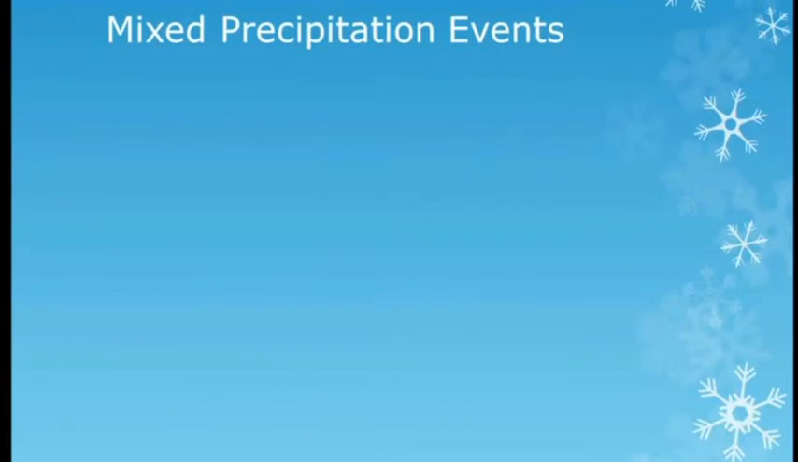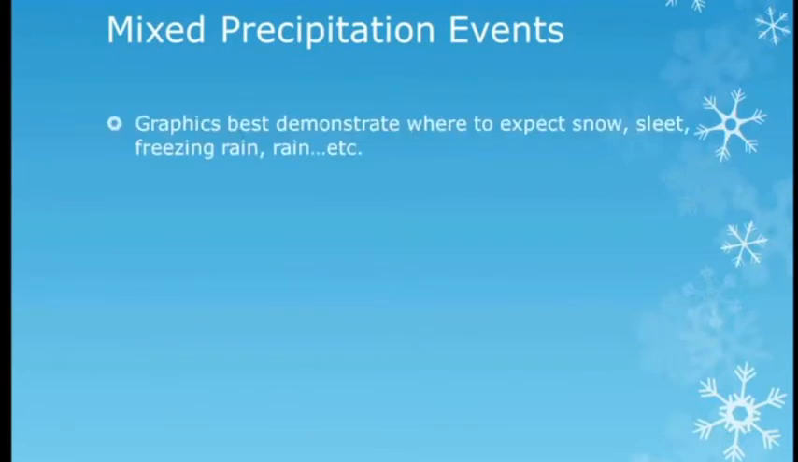For mixed precipitation events, I think graphics can best demonstrate where to expect the various types of mixed precipitation. It's just harder in words to describe where you're expecting transitions to occur. Plus, people aren't going to sit there and read a huge long thing about where to expect rain, snow, sleet, things like that. So a very recent example, actually just 2 days ago, we've already started to get into our winter season up here.